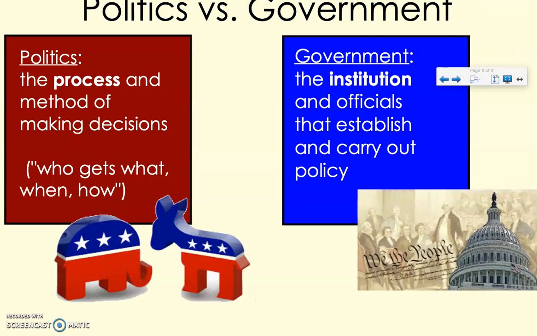A couple more things quickly. Politics. What is the difference between politics and government? Politics is a process. Government is an institution. Okay? This will come up on a test. Please remember, politics is the process and the method of how we make decisions. Who gets what, when, and how. Politics are those elected officials that we have help us run our government. Government is the actual institution itself, the idea, the foundation, the officials within it that establish and carry out the policy. The actual institution is the government. The politics part is the process, the decision making.